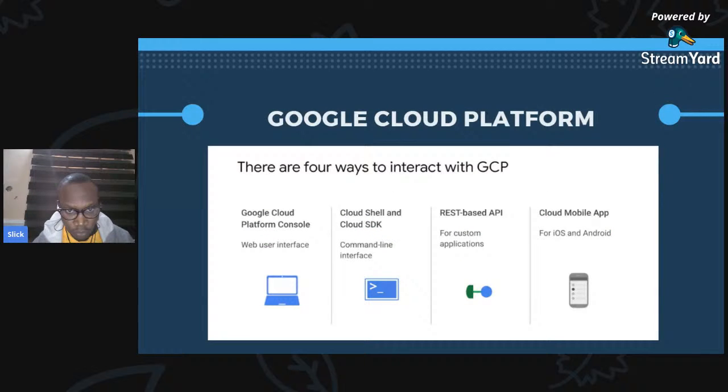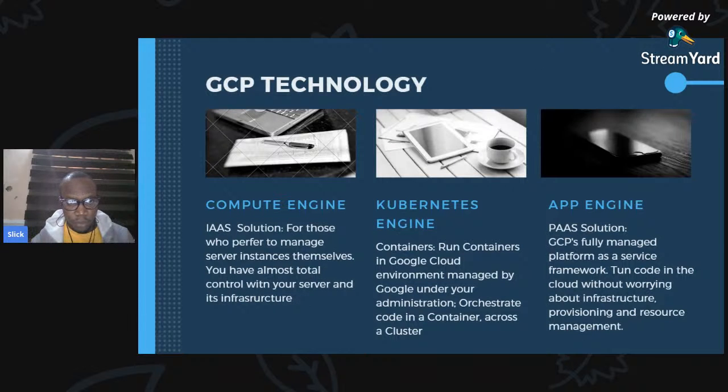On Google Cloud Platform, we have four major ways we interact with GCP, which I said earlier on, and Google GCP technology, which has Compute Engine, Google Kubernetes, and App Engine. In Compute Engine, remember I told you Compute Engine falls under IaaS. It is an IaaS solution for those who prefer to manage server instances themselves. If you want to manage your storage, your CPUs, your memory, your network, everything yourself, then go for Google Compute Engine. You have almost total control of your server and its infrastructure as well. So you go with that.